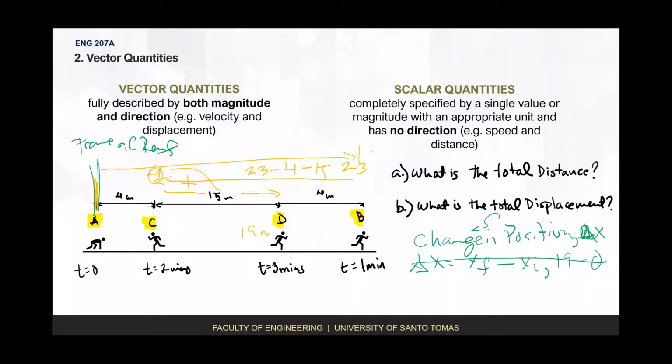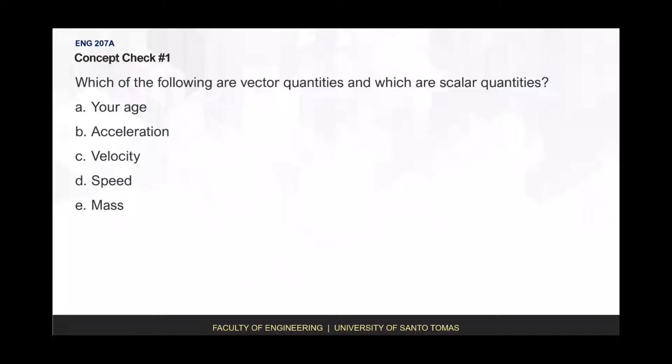So again, total distance is the total length traversed. Total displacement is the total change in position. So you're talking about change. Concept check or pop quiz. Which of the following are vector quantities, and which are scalar?